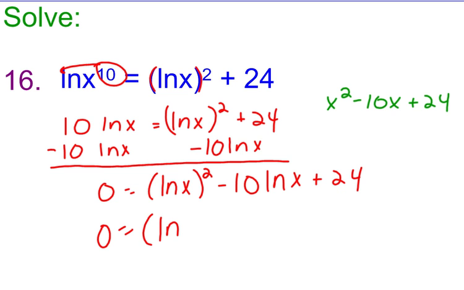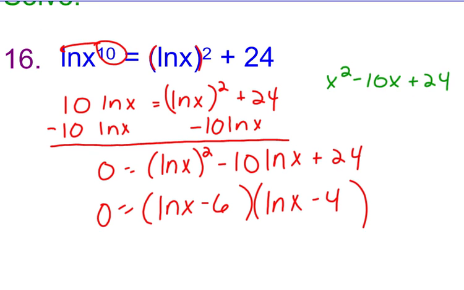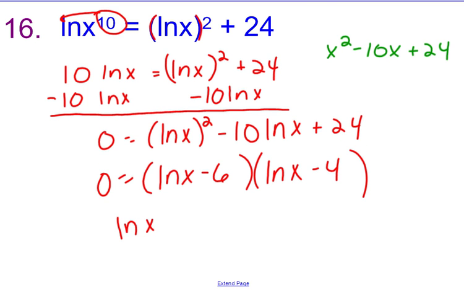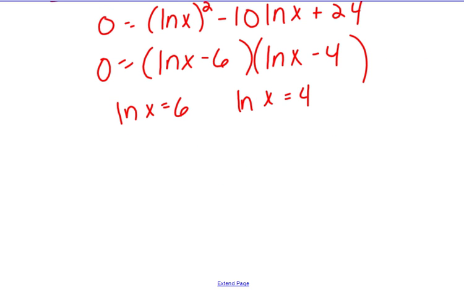I'd have the natural log of x for both of these, because when you multiply them you get the quantity squared. And then factors of 24 that when added together make negative 10 would be negative 6 and negative 4. So as I keep going with this, I'd say the natural log of x equals 6, the natural log of x equals 4. Now here is where I can't plug this into my calculator, so I need to change forms. Remember, natural log is log base e. So for this one I actually have e to the 6th equals x, and this one is e to the 4th equals x.